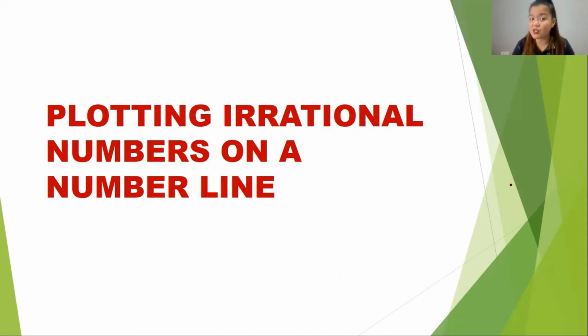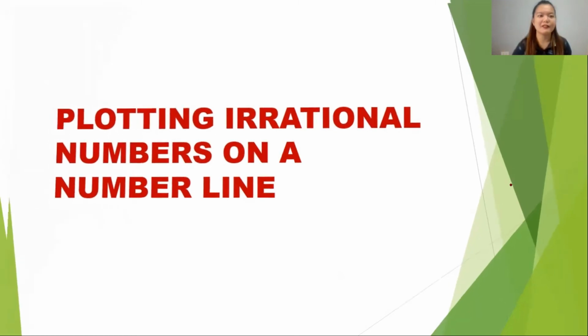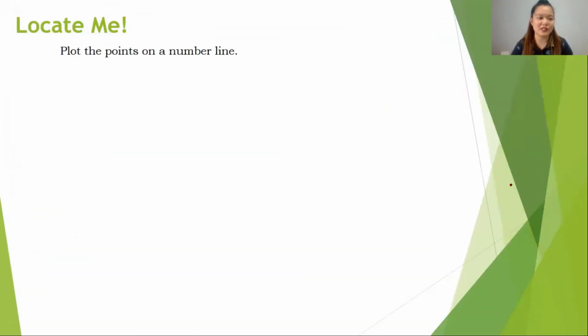And then the last lesson is on plotting irrational numbers on a number line. Madali lang ito. Tansyahin mo lang kung alin dyan ang mas malapit, or alin sa dalawang numero ang mas malapit. Ganun. So, let's have examples. Plot the points on a number line.